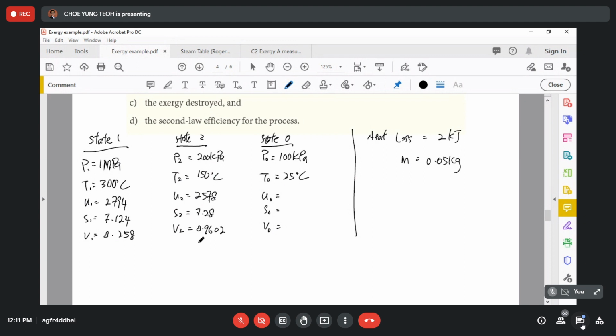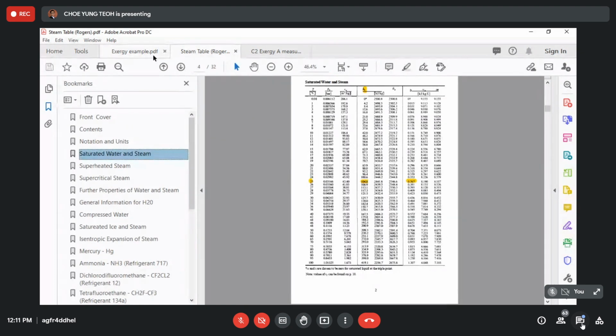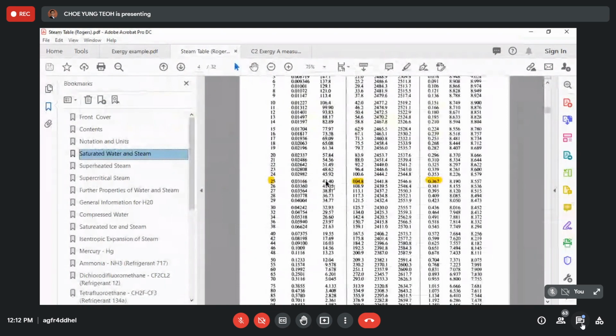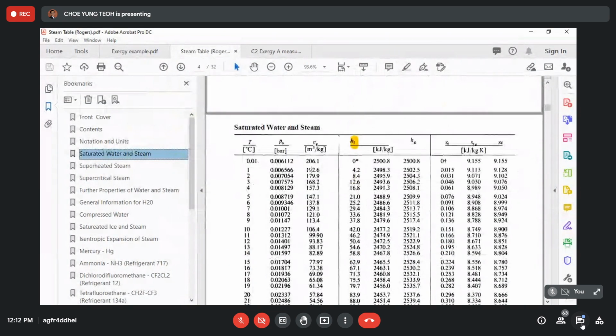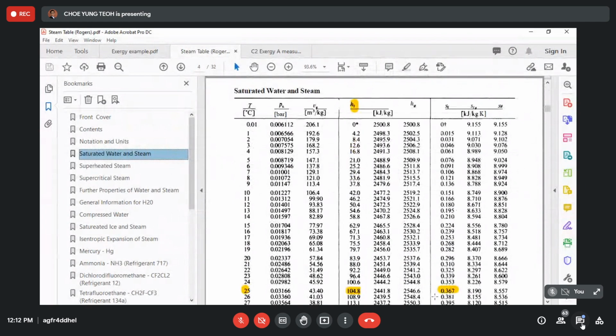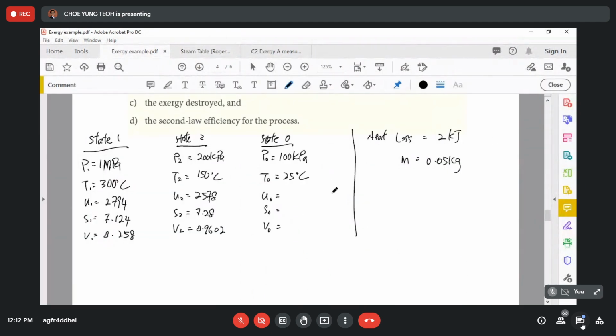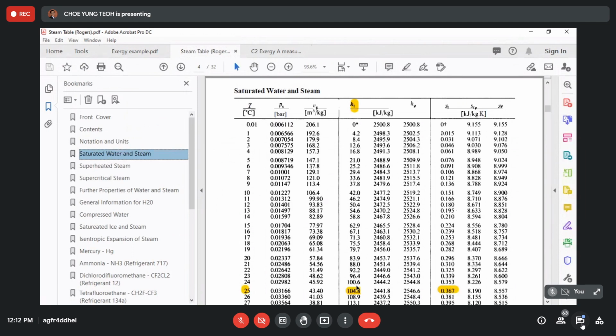Okay, then let's move to state 0. U, internal energy, entropy, and this. So we go to the saturated table. We find 25 degrees Celsius. We have the S for fluid 0.367. But U is not available over here. Because water is incompressible, the U and H will have a similar or exactly the same value of 104.8.